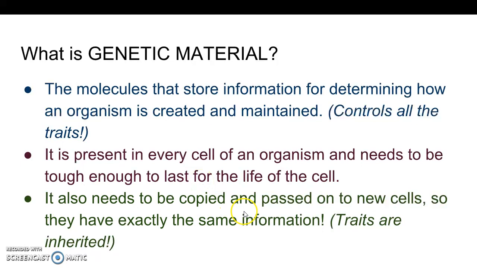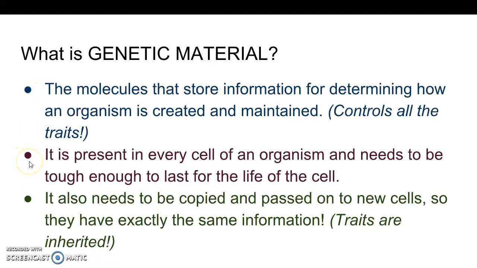It also needs to be copied and passed on to new cells exactly so that they have exactly the same information. When one cell divides to make two cells, you want those new cells to have the same traits as the old ones, so they need to have exact copies of the genetic material. So these are kind of the three main things that genetic material needs to be able to do.